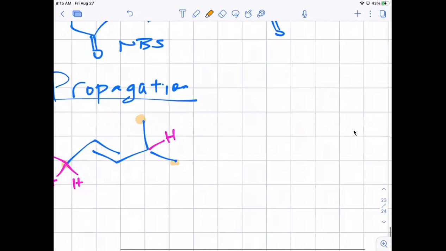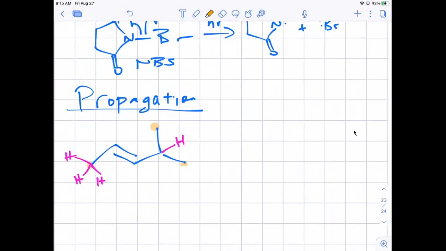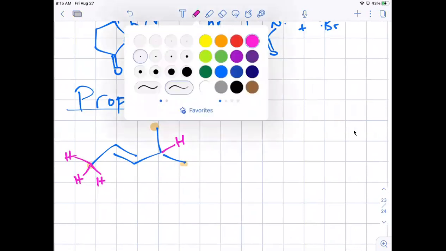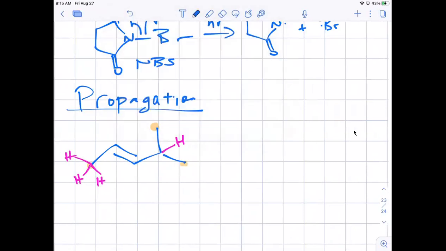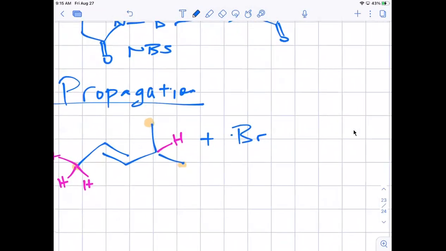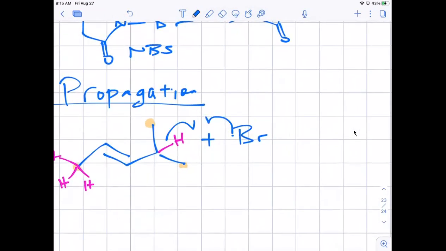All right. So we're going to start on the right side. So that plus what? What's going to come in and abstract that hydrogen? Bromine. Good. The bromine radical that I made up top. And it's going to do a homolytic bond cleavage. I'm just going to draw that arrow like that. So the CH bond we're breaking in half, and we're doing it homolytically, meaning one electron is leaving with the hydrogen and one is staying back on the carbon that the hydrogen was bonded to.